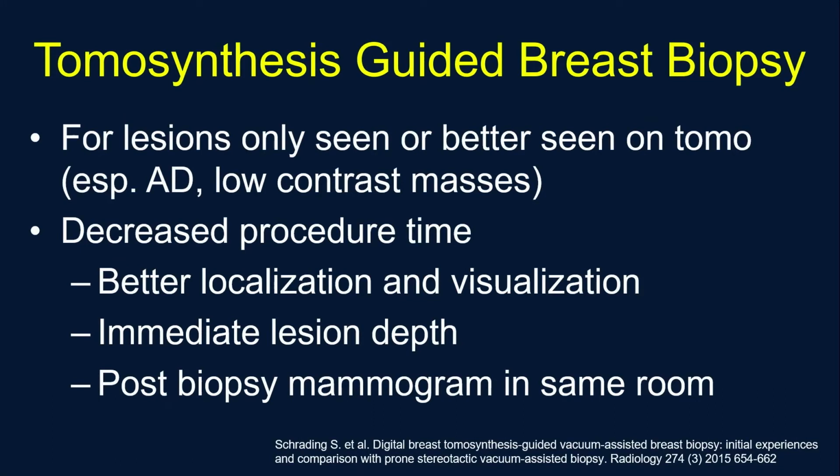Tomosynthesis guided breast biopsy is generally going to be used for lesions that you're seeing only on tomosynthesis, or maybe you see them better on tomosynthesis. So that is probably most of your cases of architectural distortion or low attenuation mass. A recent study did show that tomosynthesis guided biopsies have a shortened procedure time as compared to stereotactic, partly because if you're doing tomosynthesis guidance, you don't take the stereo pair, you just have one tomosynthesis scout and you can get your depth and lesion coordinates from that one image. And again, you're not moving between rooms because your post-biopsy mammogram is done in the same room.